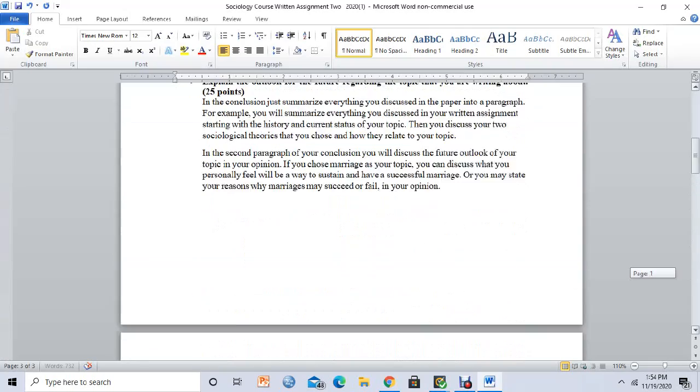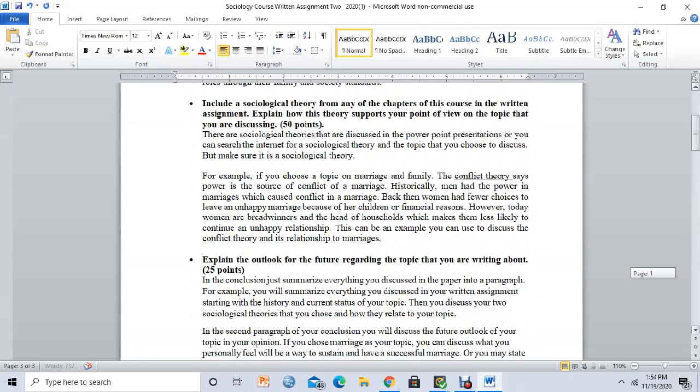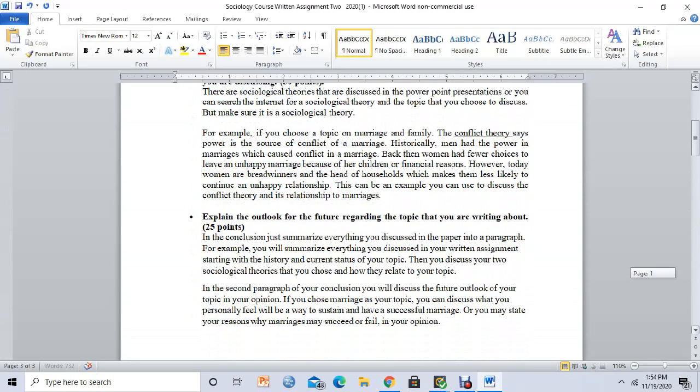So pretty much this written assignment, again, you want a conclusion. You summarize everything you discussed in the paper into a paragraph, starting with the history and current status of your topic. Then you're going to discuss the 2 sociological theories that you chose and how they relate to your topic. So basically just summarizing everything.